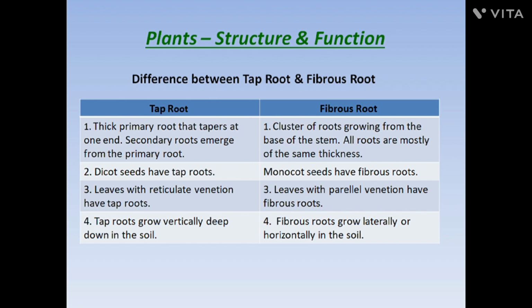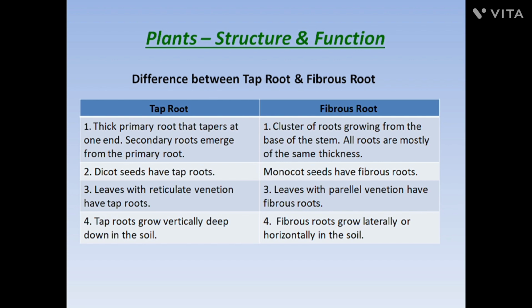Second point for taproot, dicot seeds have taproots. Monocot seeds have fibrous roots. Leaves with reticulate venation have taproots. Leaves with parallel venation have fibrous roots.